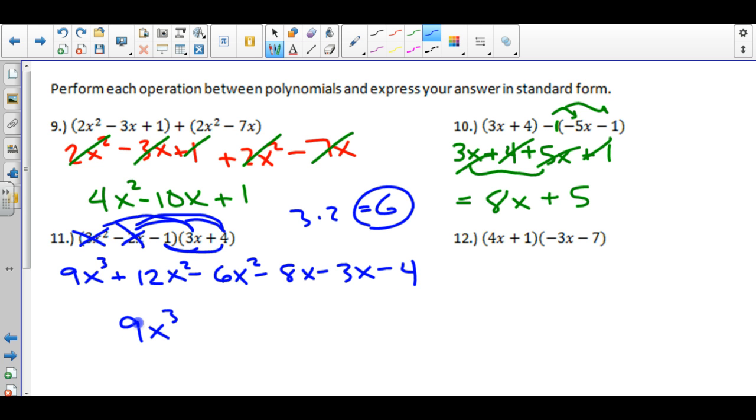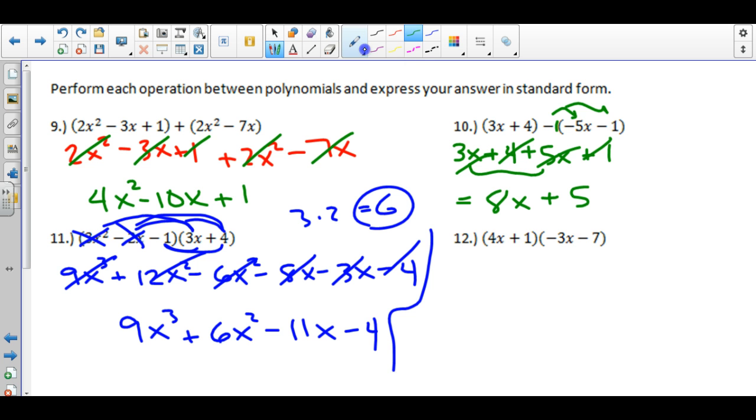So 9x to the third. I have a 12x squared and a minus 6x squared, so that means I'm going to have a plus 6x squared. I have negative 8 minus 3, which is negative 11x, and then the minus 4. So that is your final answer for that one.